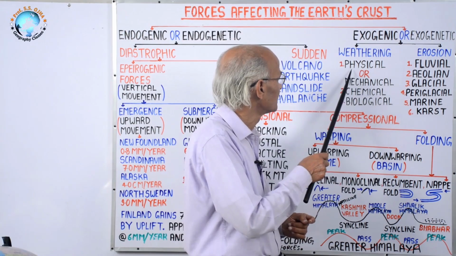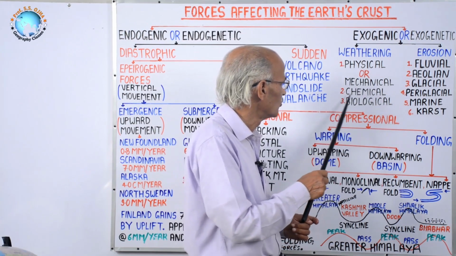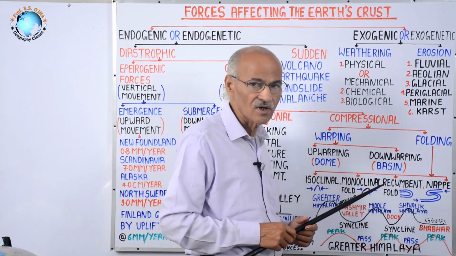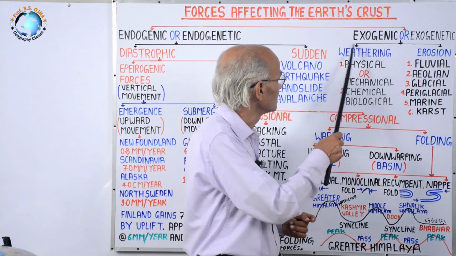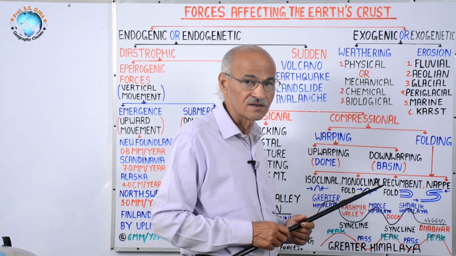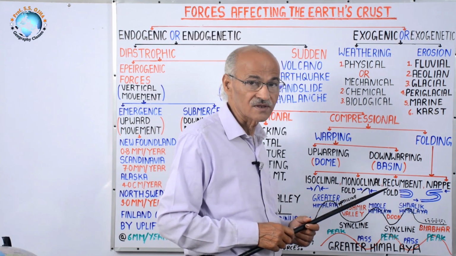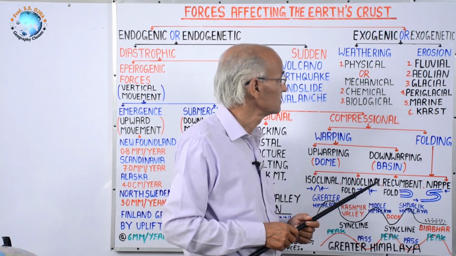Weathering is of two types. Number one, physical or mechanical. Number two, chemical, and then biological. This will be discussed separately because its impact is seen on the distribution and formation of soil in the world.